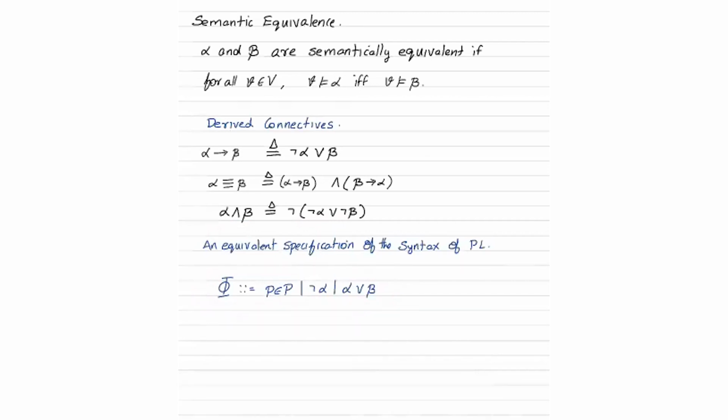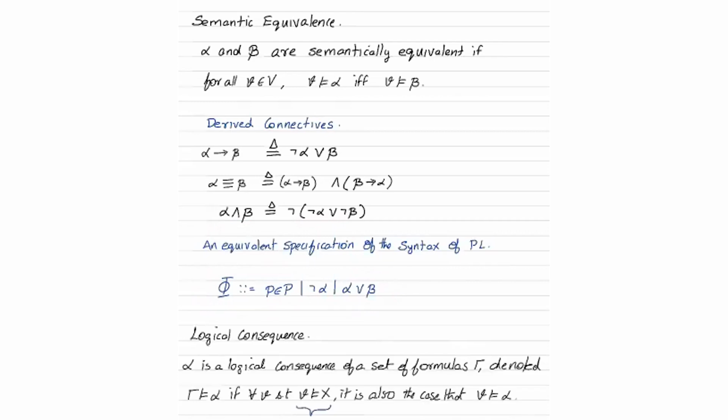One more notion which is useful, not just in propositional logic, but even later, is the notion of logical consequence. We say that a formula alpha is a logical consequence of, in general, a set of formulas gamma. The way you write it is gamma satisfies alpha. So gamma here is not a valuation, but a set of formulas. This is a definition: if for all valuations which satisfy gamma, it is also the case that the valuation satisfies alpha. And what do I mean by a valuation satisfies gamma? Because gamma is a set, I mean that it satisfies all formulas in the set.